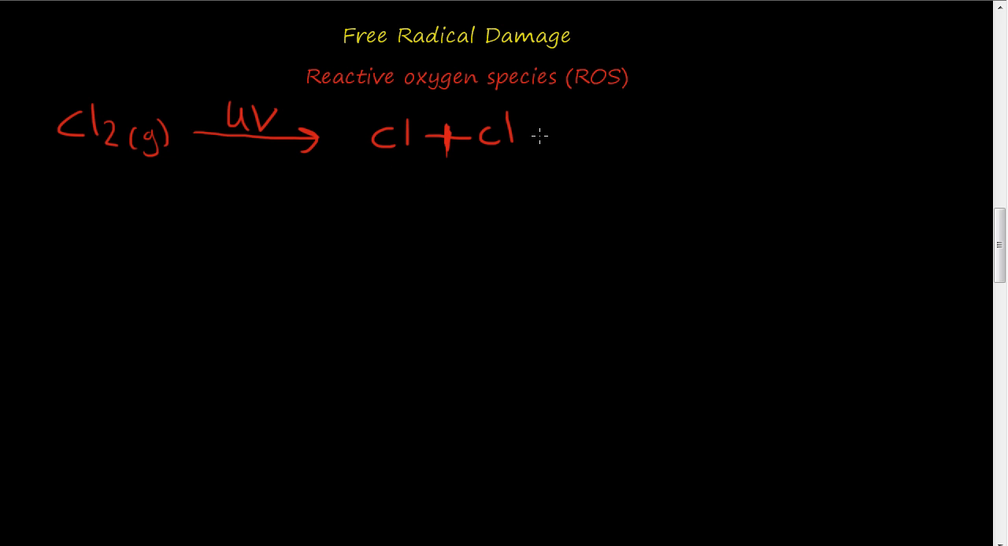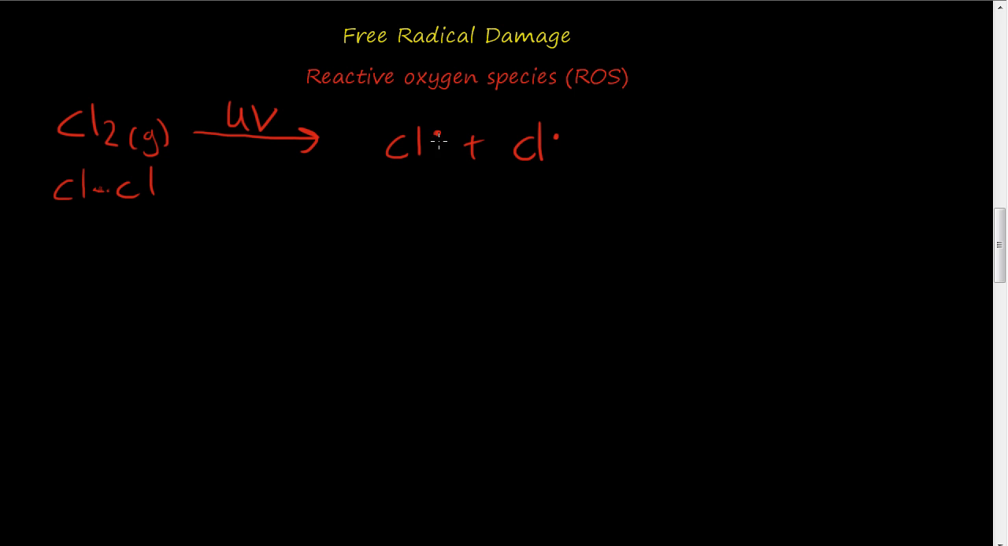Let me write this a little bit better here. So here the chlorine gas is connected like that. You shine UV light and it breaks this bond right here. So then you get chlorine with one electron, because there's two electrons, one right here and one right here, and they're sharing this bond. So you break it in half, and you get one electron here, plus you get another of the same type, another chlorine with one electron. Now this is a free radical.